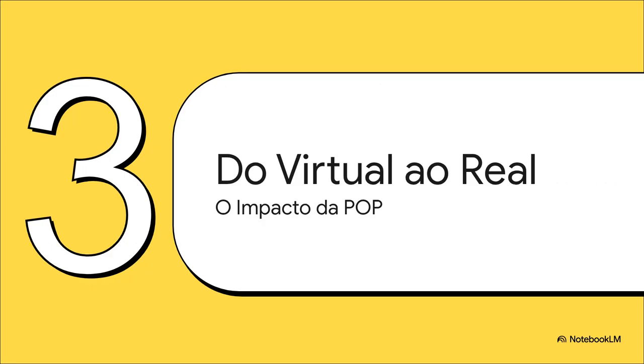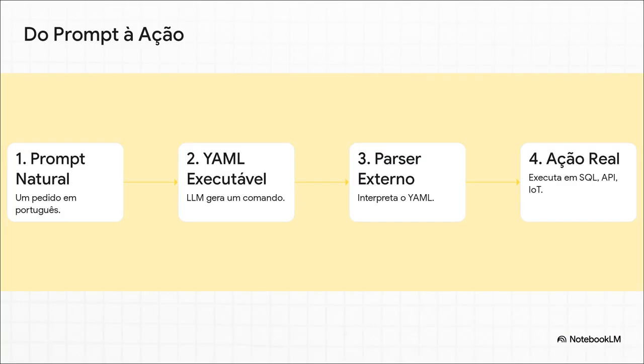But you know, theory only gets you so far. The real magic happens when this virtual computation breaks out of the screen and starts interacting with the real world, and that's where the impact of POP becomes massive. Just look at this execution chain. It all starts with a simple prompt in natural language. The LLM then generates not just text, but an executable YAML file that contains, say, a database query. An external parser then reads that YAML and executes the command. All of a sudden, a simple request in plain English can trigger a complex database query, interact with an API, or even control an IoT device.